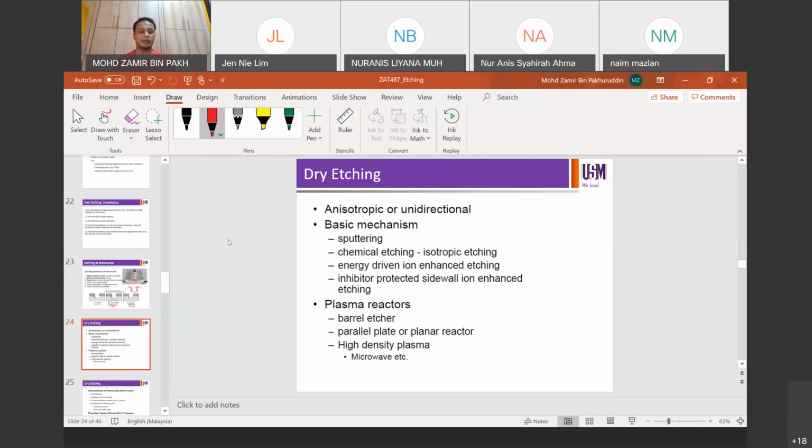So to get a plasma, you need to be operating in a vacuum environment. Right, any ideas why we have to get plasma in a vacuum environment? Can we get plasma at atmospheric level? What do you think?